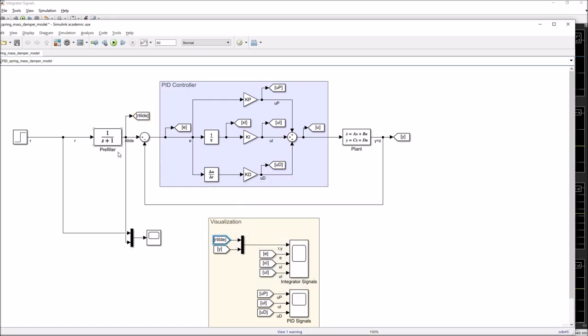The pre-filter is all before the controller. So I really care about what is the reference signal here that we're feeding to the control system. So that's what I want to look at. I want to look at the pre-filtered version of the command signal. So, okay, I think this is all pretty reasonable. I guess I can change this tag just so I'm completely consistent. Okay, now I think we're all right.